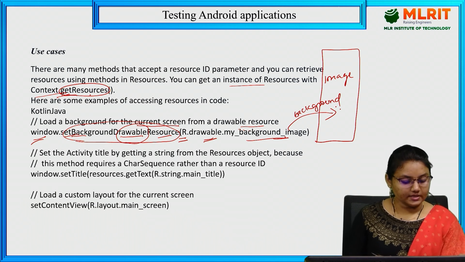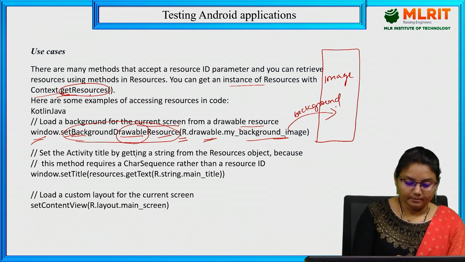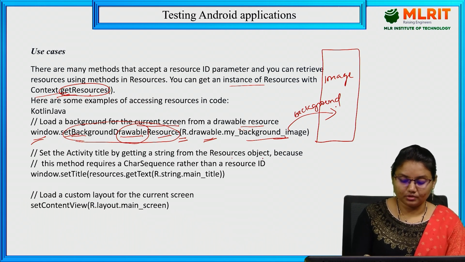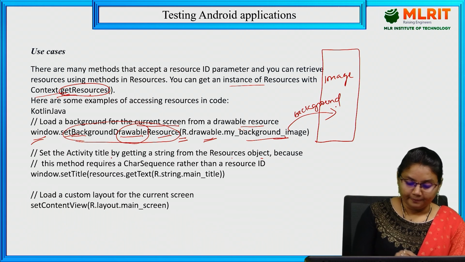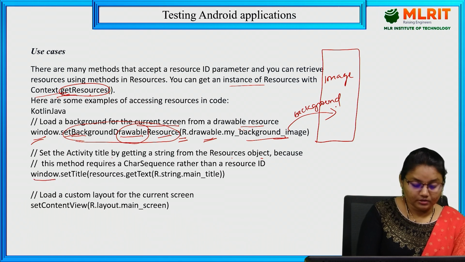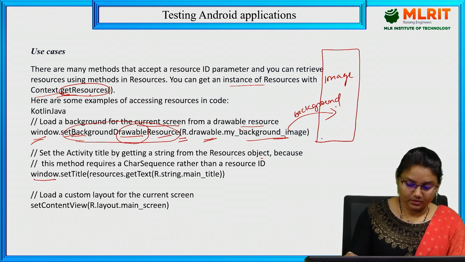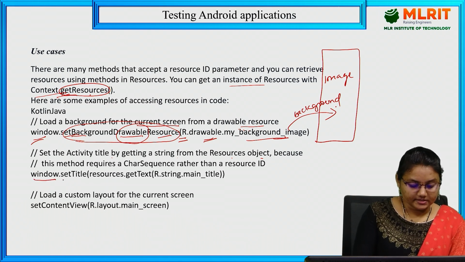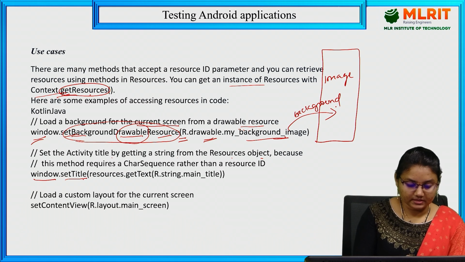Okay. Set the activity title by getting a string from the resource object. Here, this method requires a character sequence rather than a resource ID. So see here, window.setTitle. This is a window, that is your activity. So what is setTitle? Setting the activity title by getting a string.